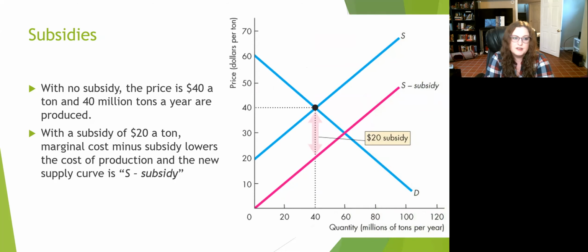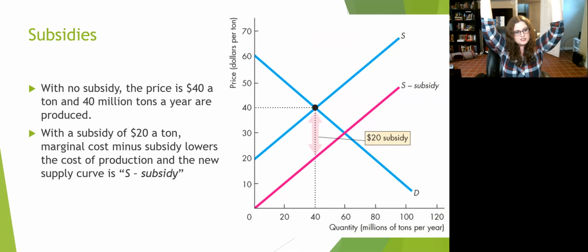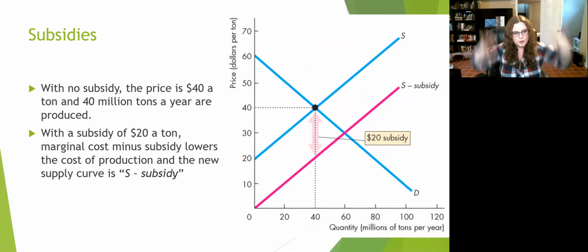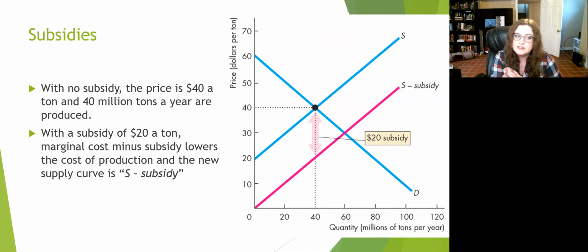The other side's subsidies. So remember when we had taxes, we either pushed the supply line upwards or we pushed the demand line downwards by the amount of that tax. Subsidies work the opposite. So for subsidies, we either push down the supply line by the amount that we're subsidizing, or we push up the demand line by the amount that we're subsidizing. This is government payments to make it a little bit cheaper on consumers because they want people to produce more of something. Let's say we have this example.